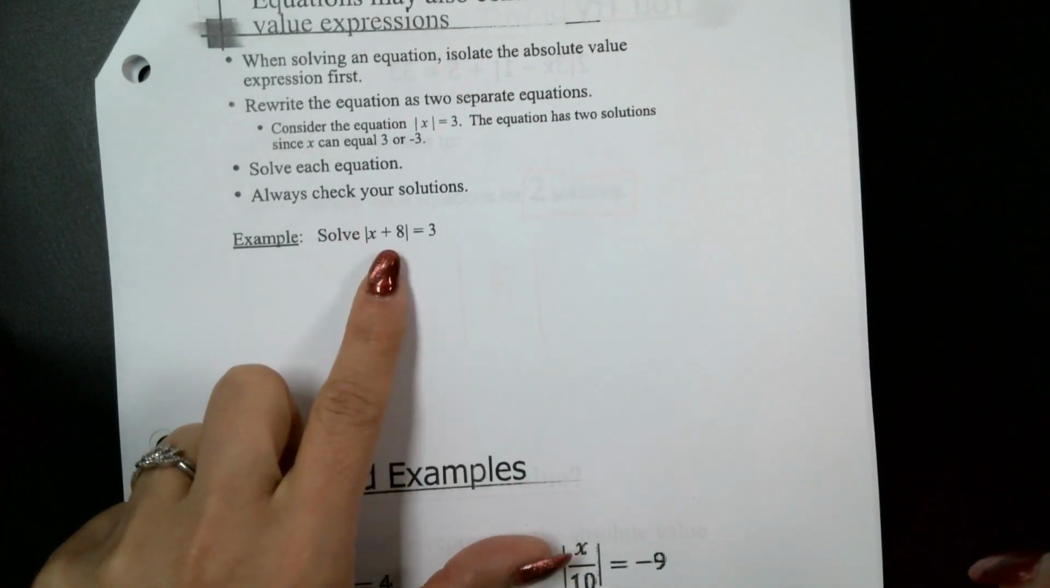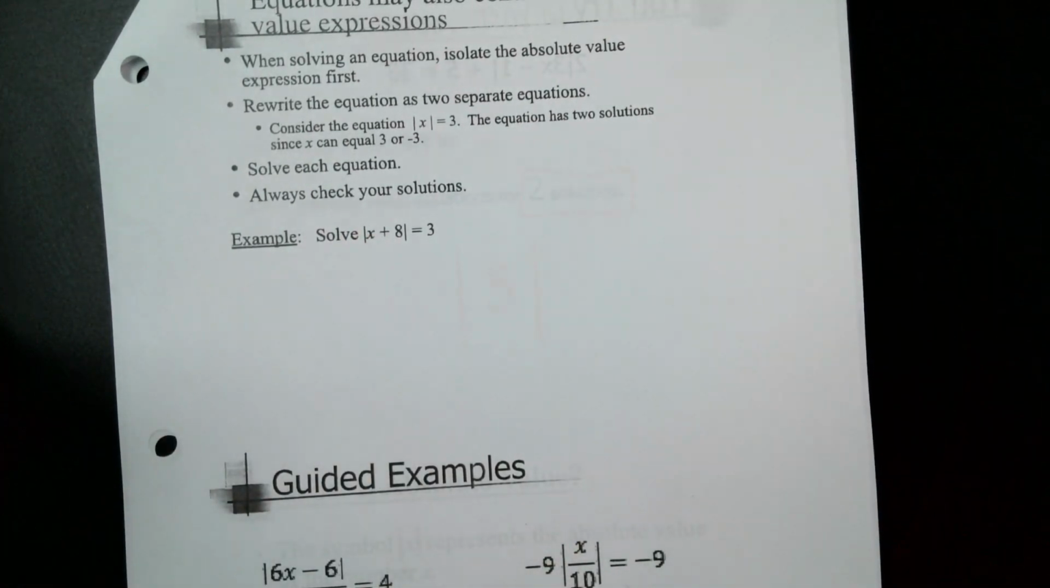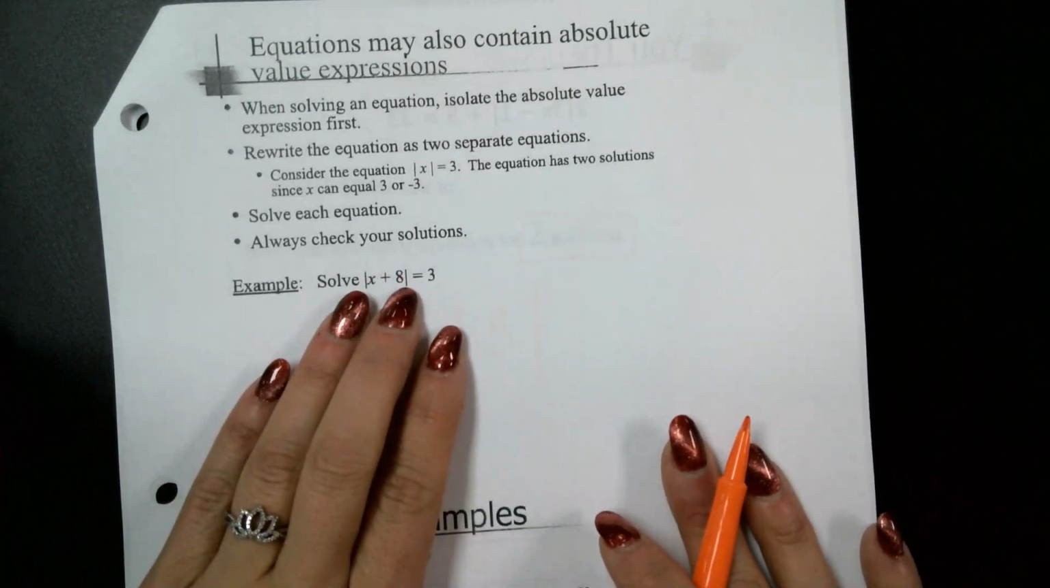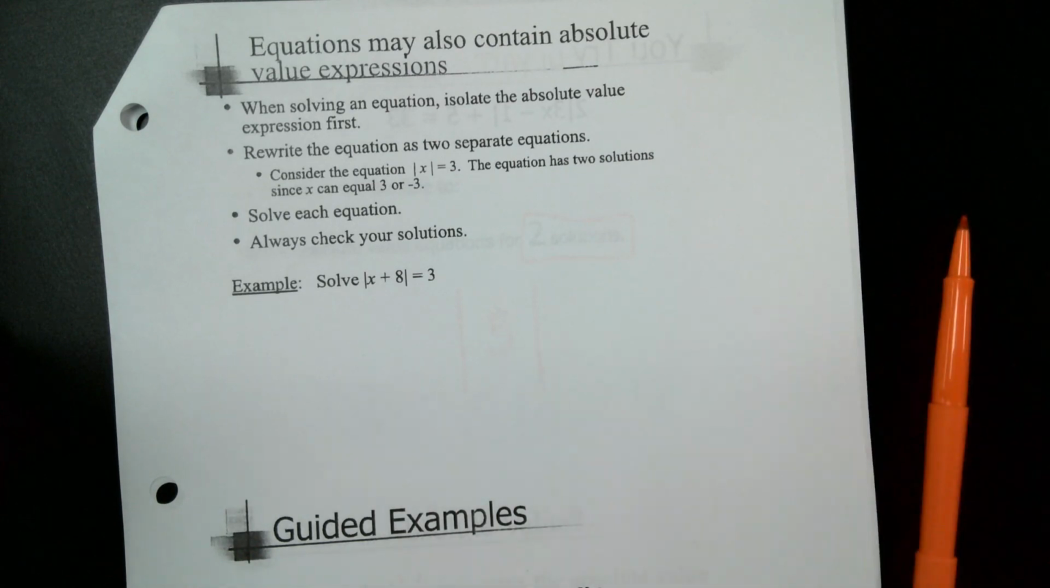Are those bars already isolated? Is there anything in front of it, behind it, or underneath it? No. So they're isolated already. Okay, so this one is about as easy as it gets because you don't have to isolate it. What you do have to do is just think of this.